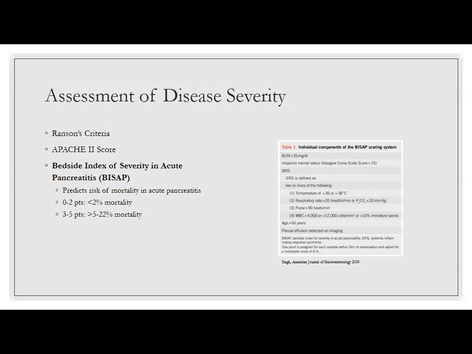And if you're scoring 0 to 2, your mortality is pretty low, but once you hit 3 and up to 5, it increases up to 22% mortality.